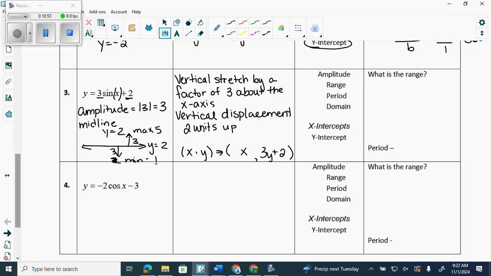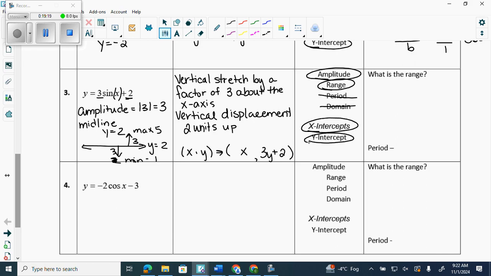Okay. So did the amplitude change? It was 1. It is now 3. Did it change? Yes. Did the range change? It was from -1 to 1. Yes. Period? No, no horizontal stretch. Domain? Never going to change. X-intercept? Yeah. Because they are being moved up, down.